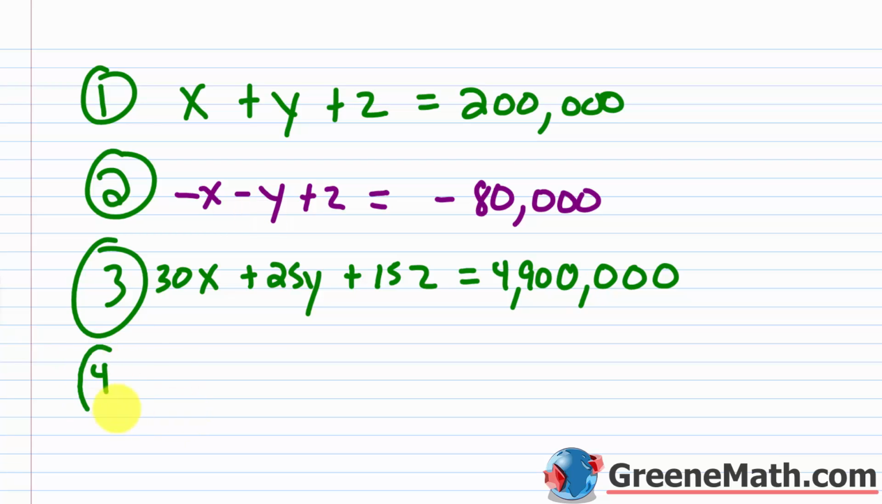So for equation 4, I'm going to add equation 1 and equation 2 together. So x plus negative x, that's gone. Y plus negative y, that's gone. Z plus z is 2z. And this will be equal to 200,000 minus 80,000, which is 120,000. Of course, if we divide both sides by 2, we find that z is equal to 60,000.